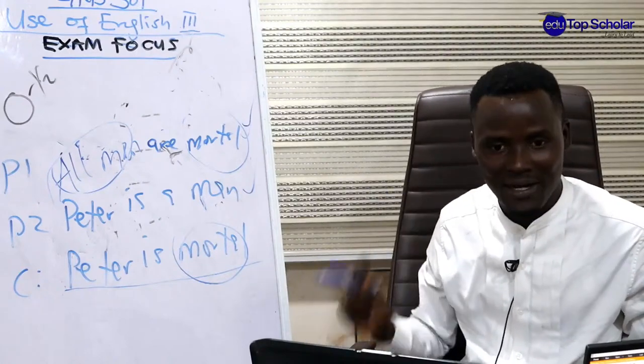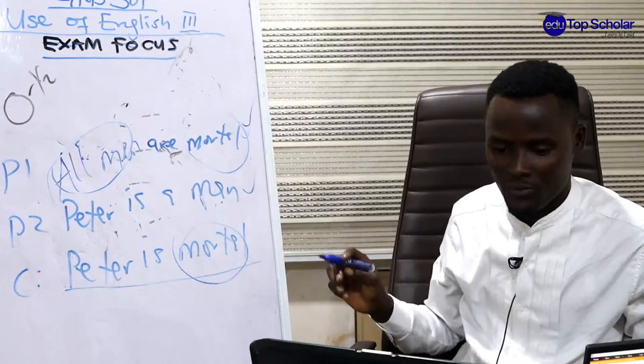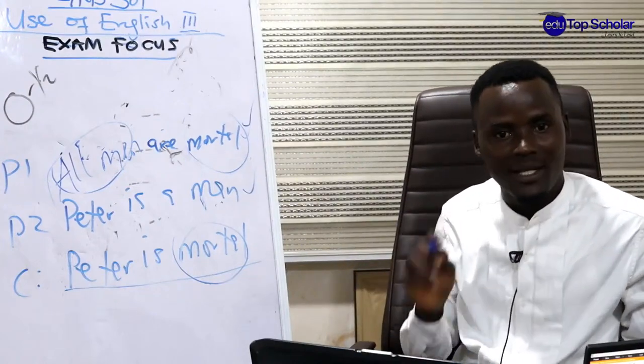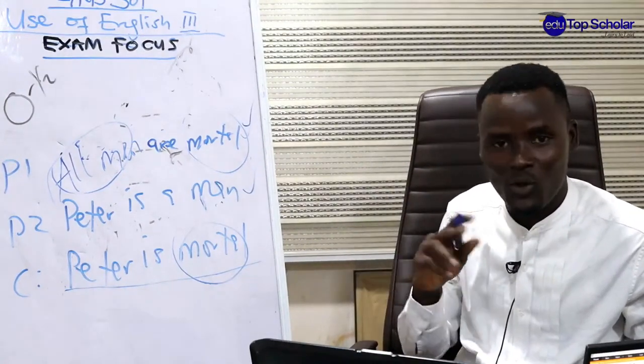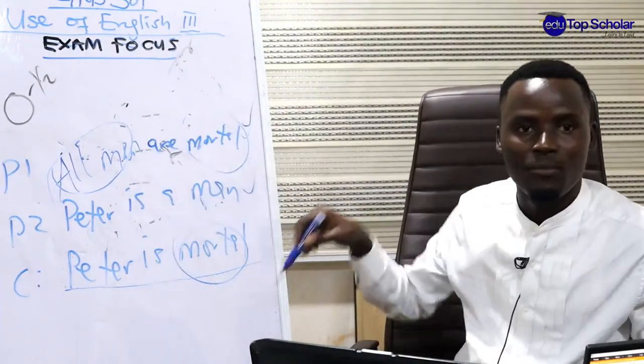The argument is valid because the premises support the conclusion. If you want me to explain again, let me know so that we can do that. Can we go on? All men are mortal. Peter is a man. Peter is mortal.